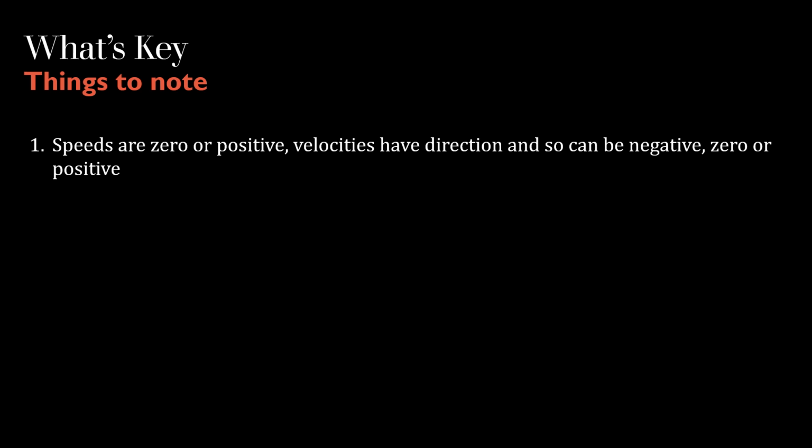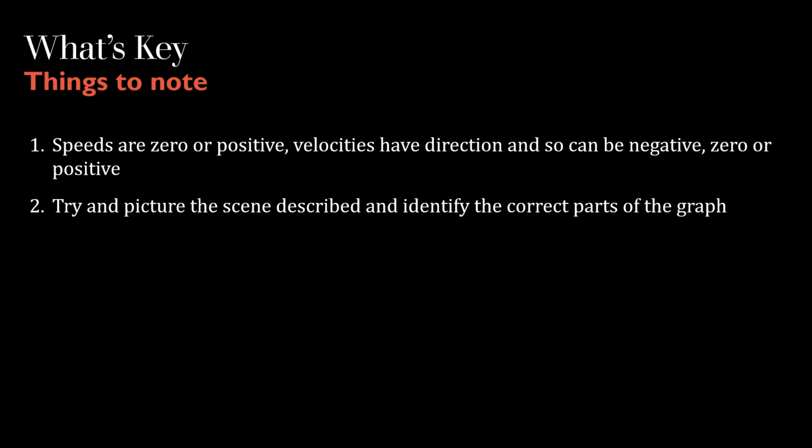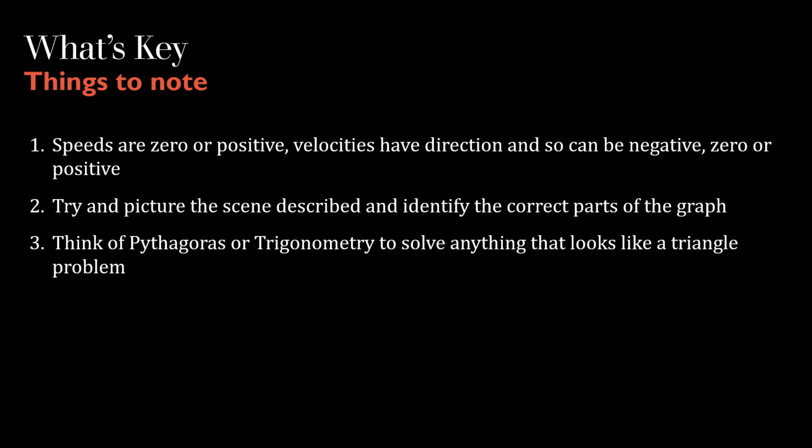Things to note: speeds. We're being asked about a speed that's 0 or positive, so we were able to eliminate D quite quickly. Try and picture the scene in your head as you read the question. Think about a swimmer diving under and what's going on. Then, because we could draw a triangle, think of Pythagoras or maybe trigonometry to solve this. You might have been given an angle in there rather than just the length of the sides.